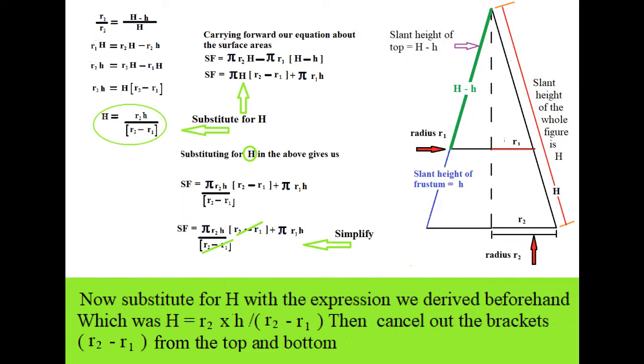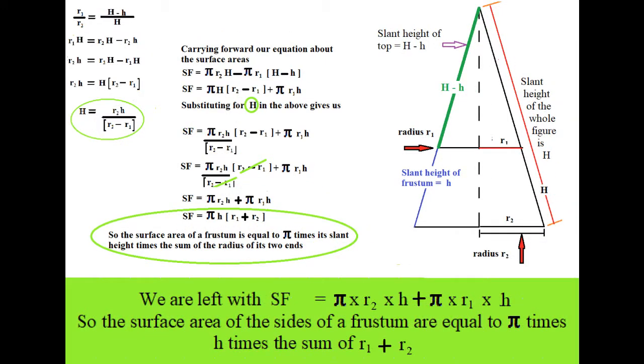Now substitute for big H with the expression we derived beforehand, which was big H equals R2 times small h over R2 minus R1. Then cancel out the brackets, R2 minus R1, from the top and bottom. We are left with SF equals pi times R2 times small h plus pi times R1 times small h.